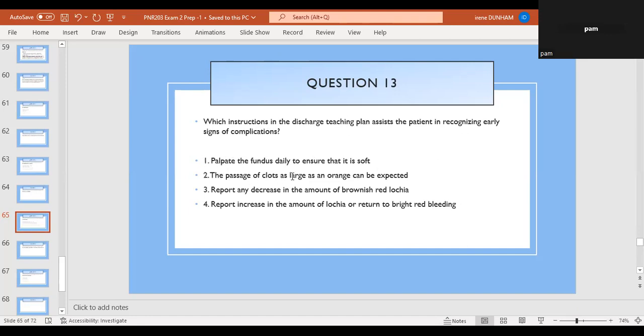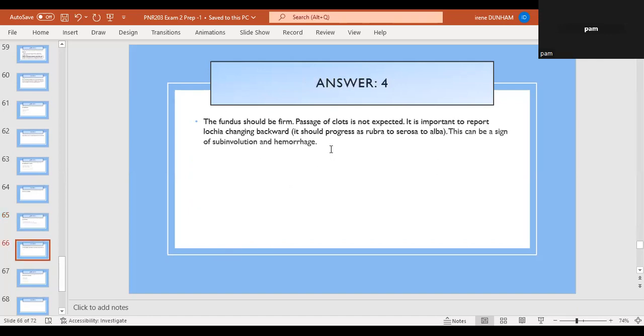The passage of clots as large as an orange can be expected. No, well, hopefully not, right? Okay. Report any decrease in the amount of brownish red lochia? No. How about reports of increase in the amount of lochia or return to bright red? Gee, I think we said that, right? This is why it's very important. So let's go see if it's number 4.